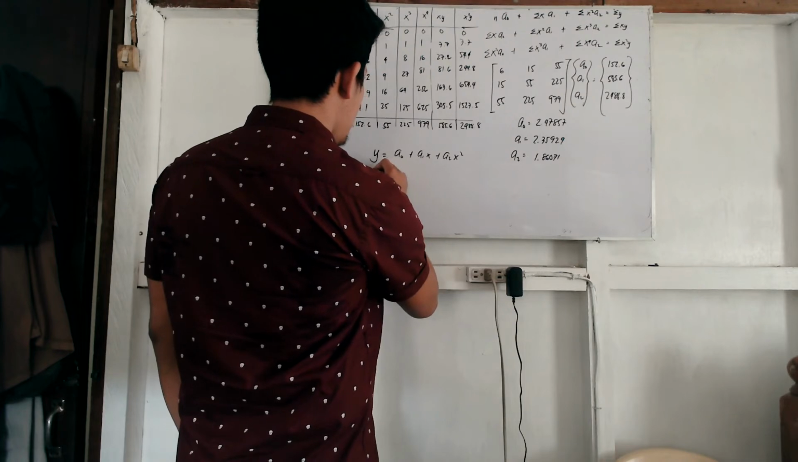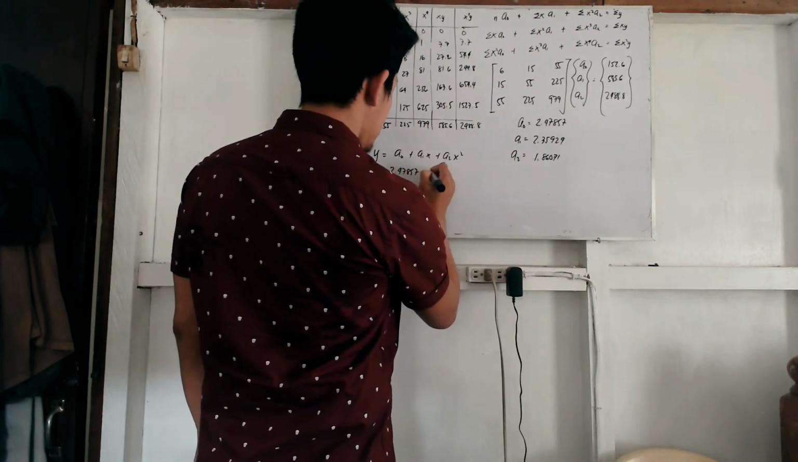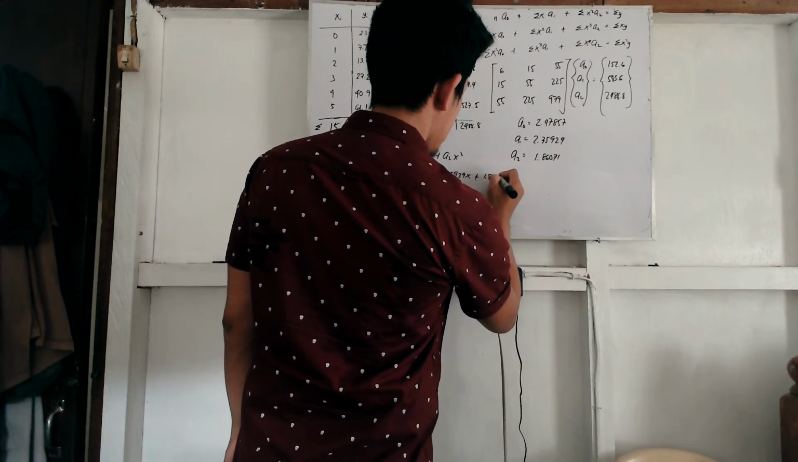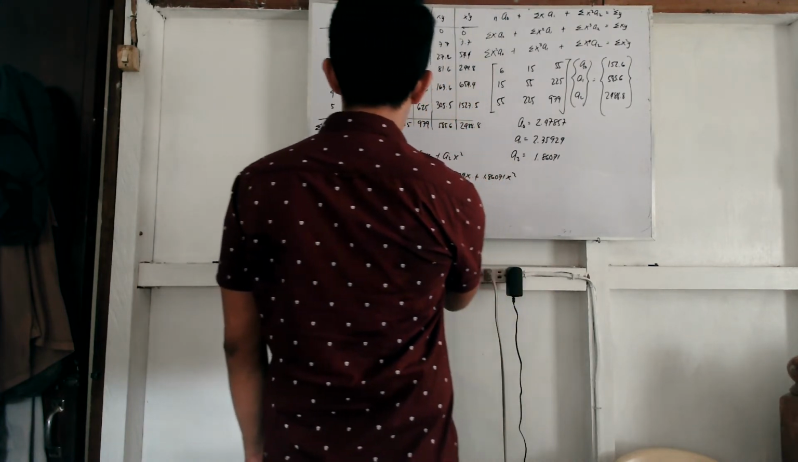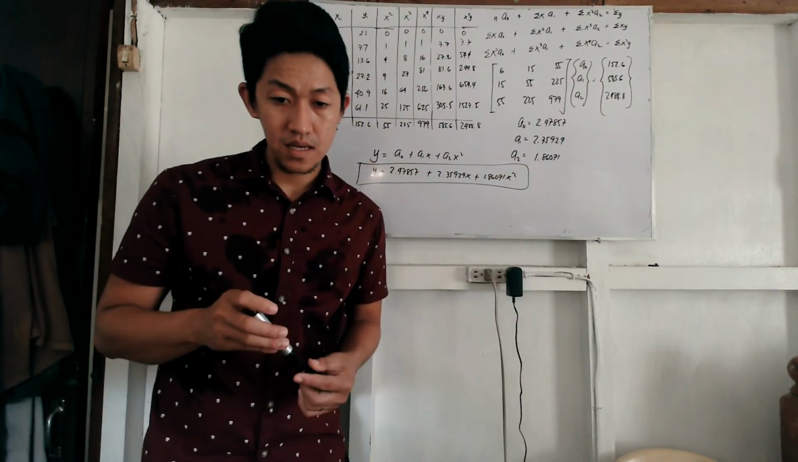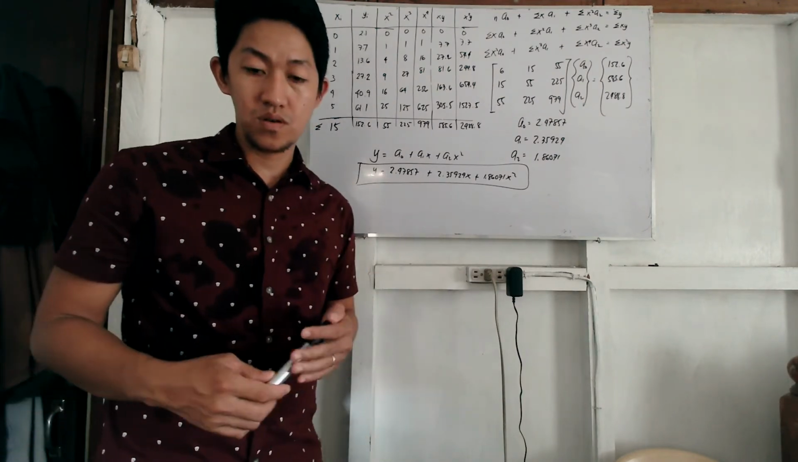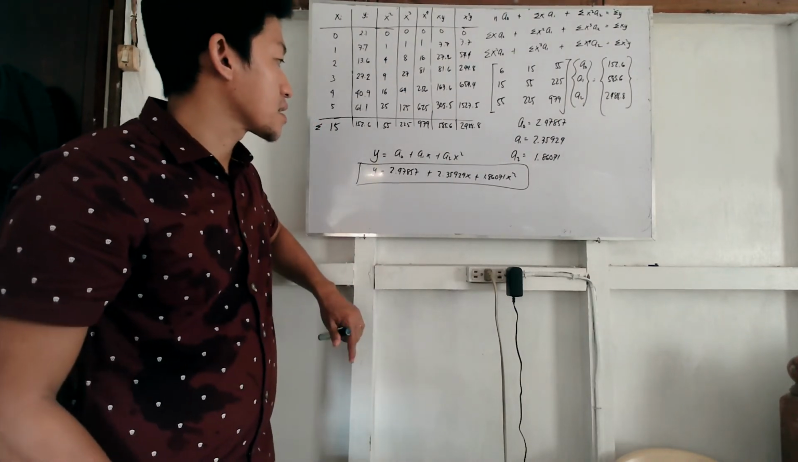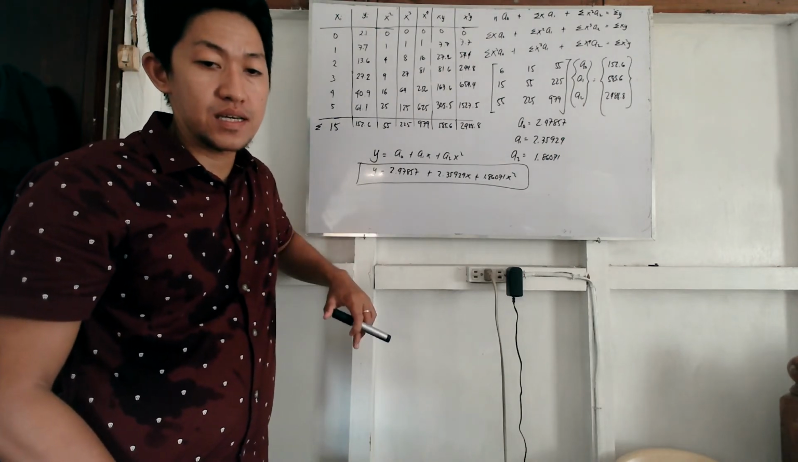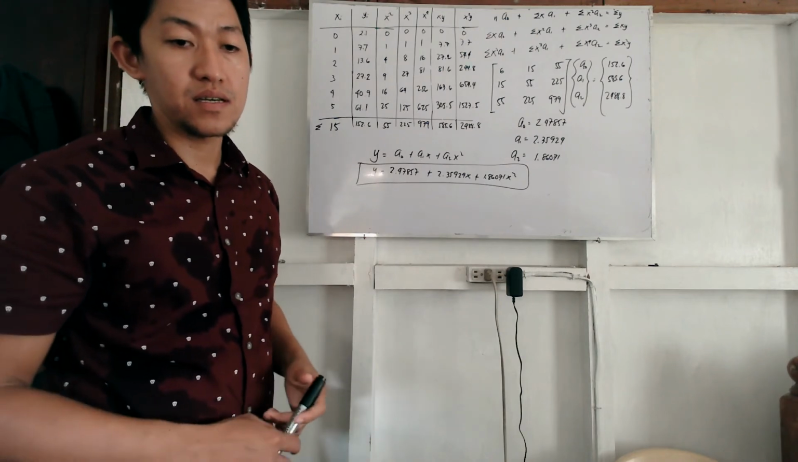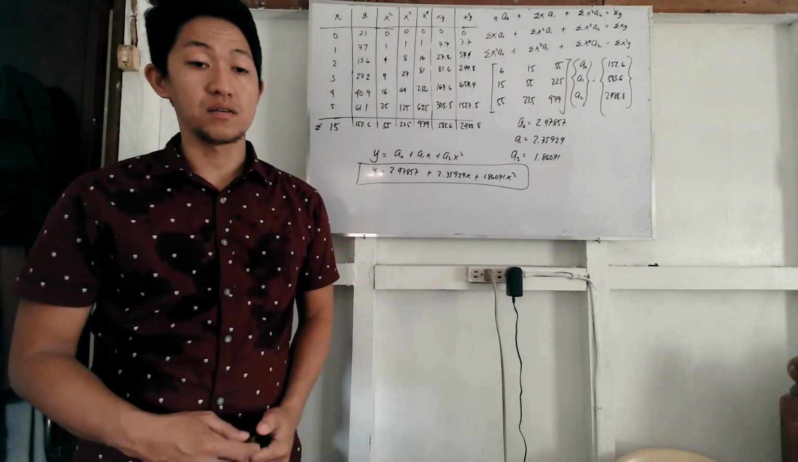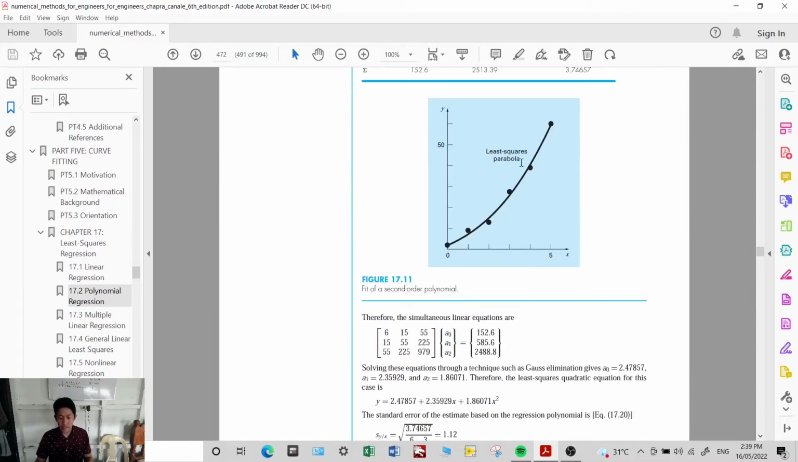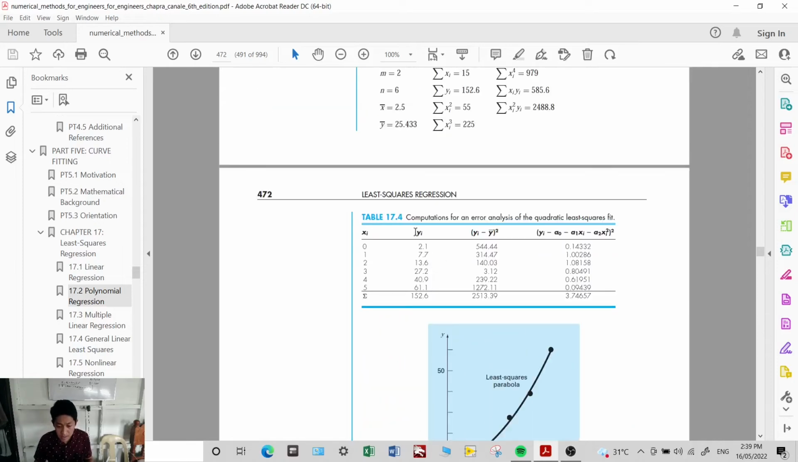So you have y is equal to 2.47857 plus 2.35929x plus 1.86x squared. Okay? So that is how you get the equation for the data, the second order regression. We have now determined the second order curve that will represent this data.